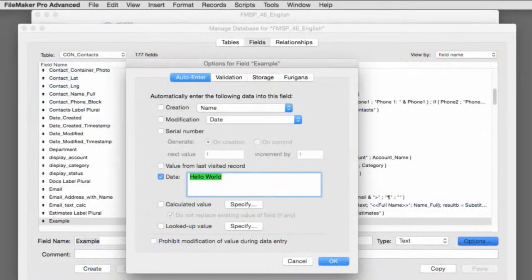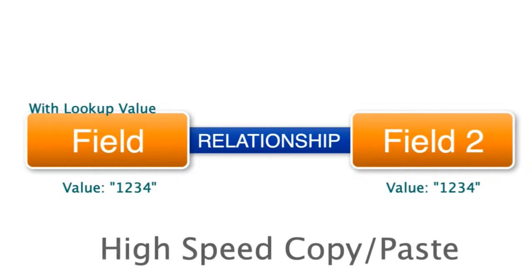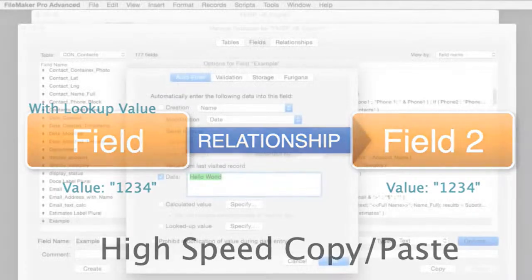The last option we have right here is a lookup value. Now, we're not going to talk about lookups too much, because this really gets into the relational structure, but a lookup value is the ability to reach across a relationship, literally copy and paste the data from another field in another table into that field right there. So it uses the relationship temporarily, like a bridge, to bring the data over, and it's literally just like a high-speed copy and paste. It brings it over and drops it into this field right here.